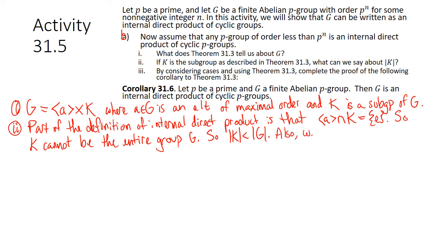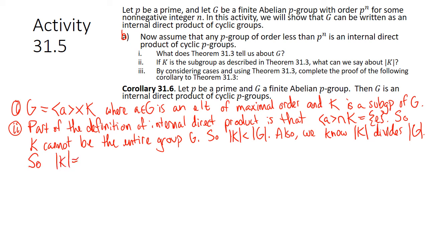Also, we know that the order of a subgroup always divides the order of a group. So we know that the order of K divides the order of G. So taken together, this means that the order of K must be a power of p, but it has to be a smaller power of p than n. So m has to be less than n. Okay?